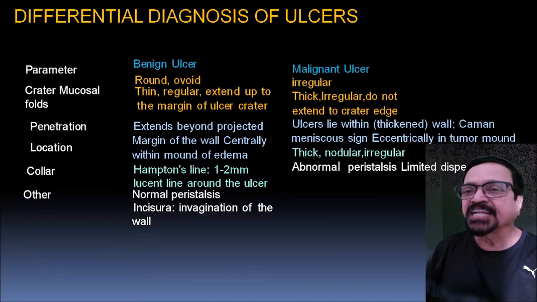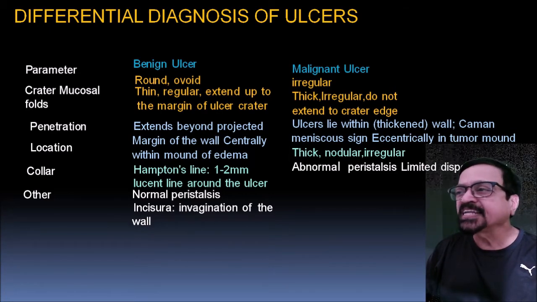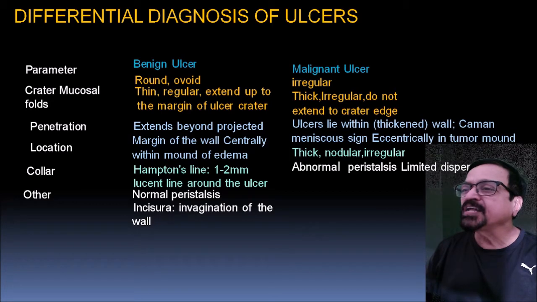Then the penetration. Penetration in a benign ulcer extends beyond the projected margins of the wall, centrally within a mound of edema. So that is the benign, and in a malignant ulcer it lies within the thickened wall, that is the Carman meniscus sign, essentially eccentrically in a tumor mound. So these two things will differentiate it.